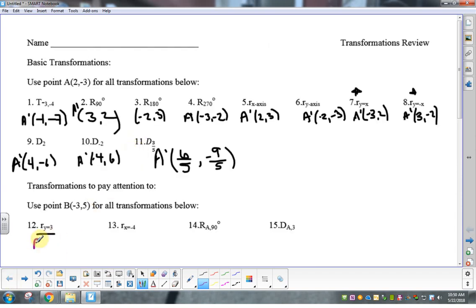So B prime would be at -3, +1. You can also do it algebraically by saying, okay, the 5 needs to get to 3, so that goes down 2. So I need to go down 2 more. So 5 minus 2 is 3. 3 minus 2 is 1. The x's are staying the same.